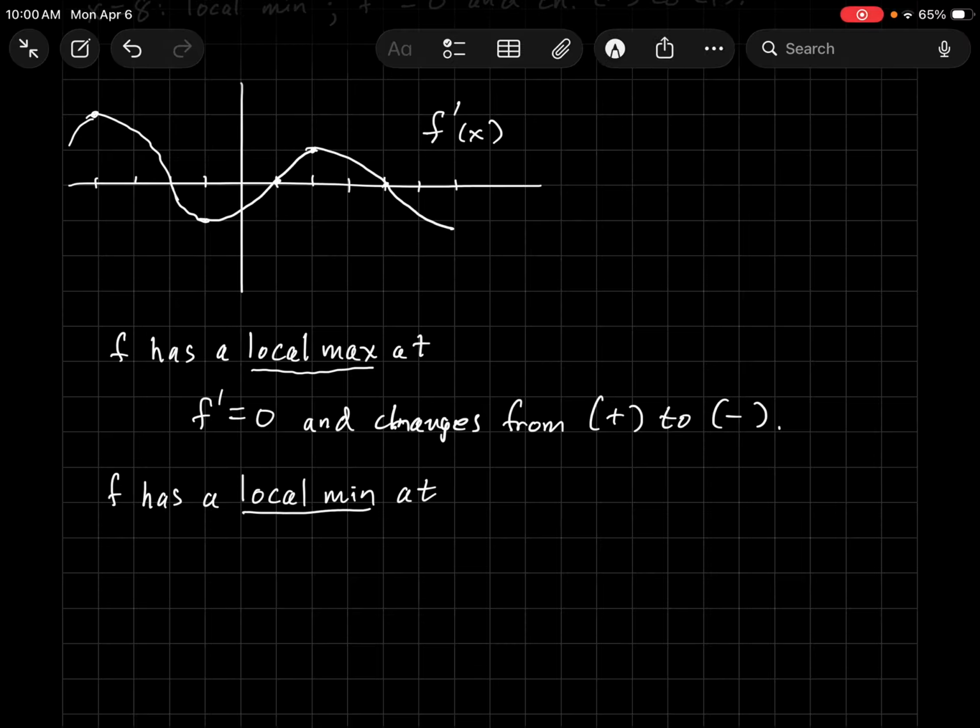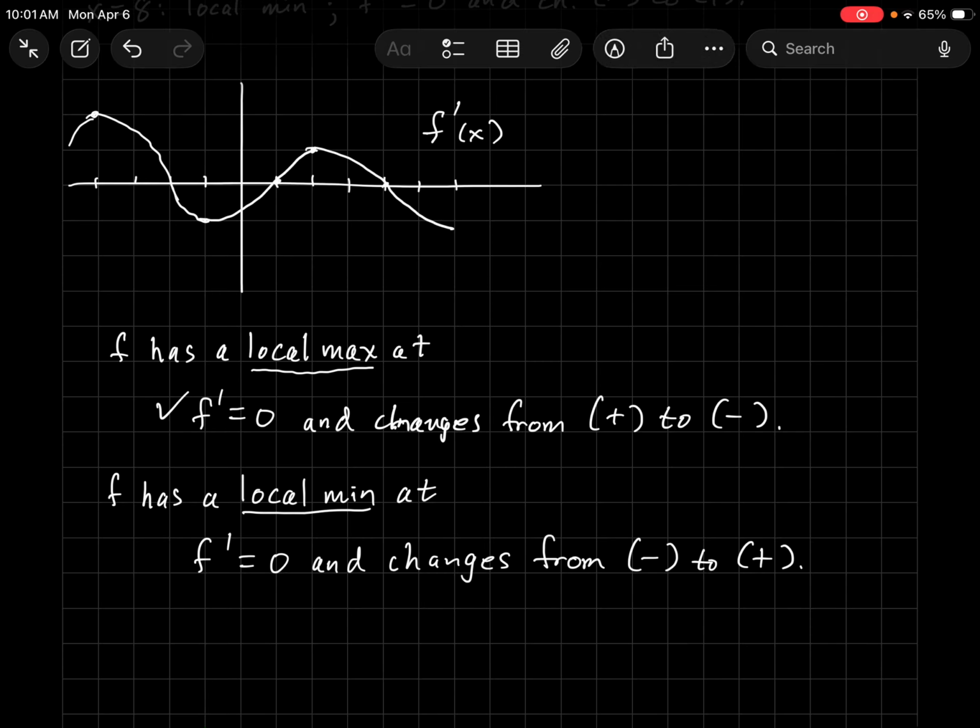How about a local min of f? Was when f prime is 0, or undefined, and f prime changes from negative to positive. That's always true. So I'm starting with the underlying truth, and then I'm working backwards. This is what I need. How do I find it? Well, let's look where f prime is 0. I know f prime is 0 right here, and right here. Those are the critical points of f, the only place where f can have local extrema.